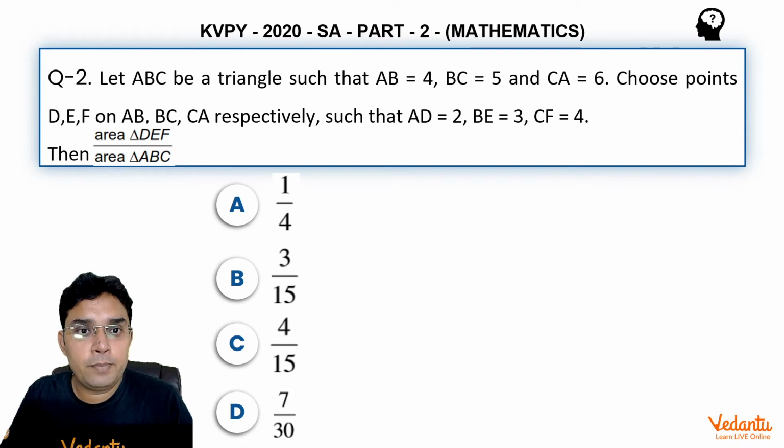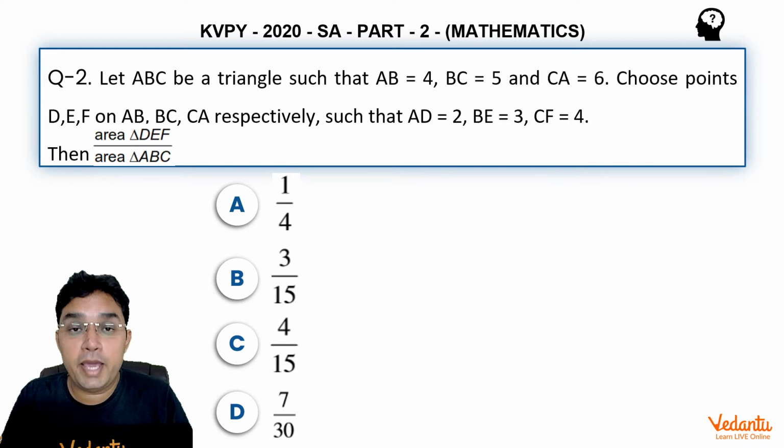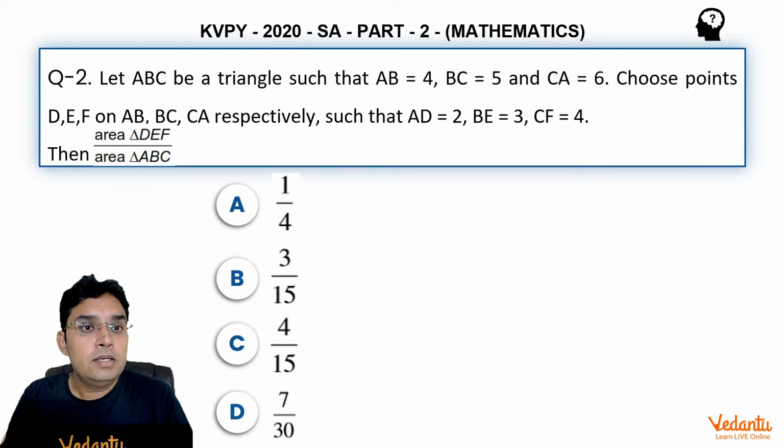We are discussing the paper of KVPY 2020 of SA stream. This is question number 2 from the topic solution of triangle, you can say. The question says: let ABC be a triangle such that AB is equal to 4, BC is equal to 5 and CA is equal to 6.